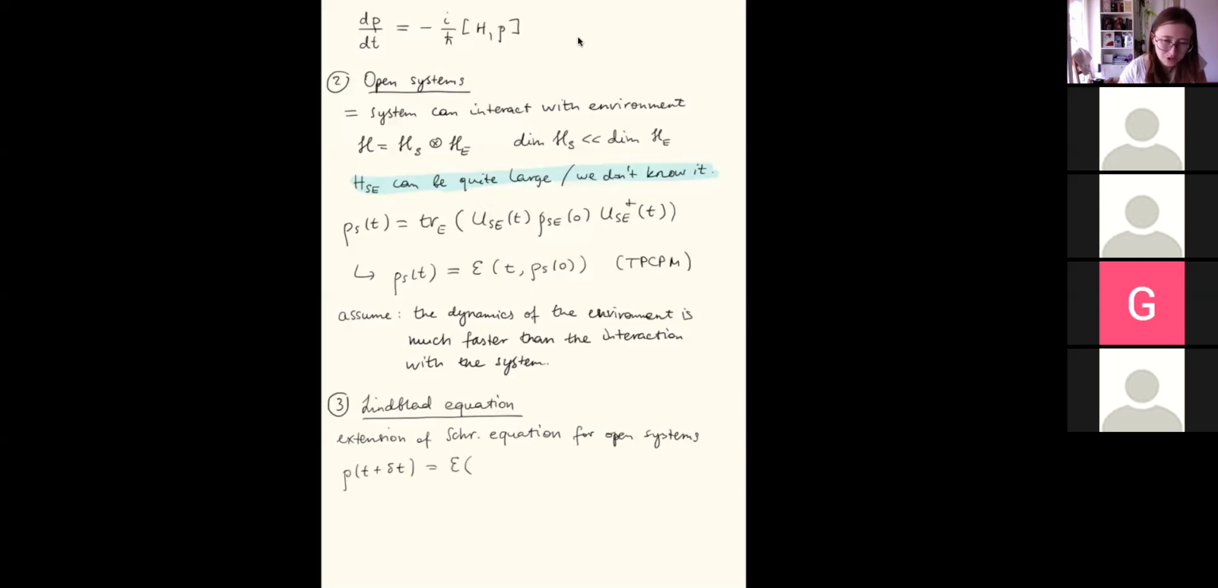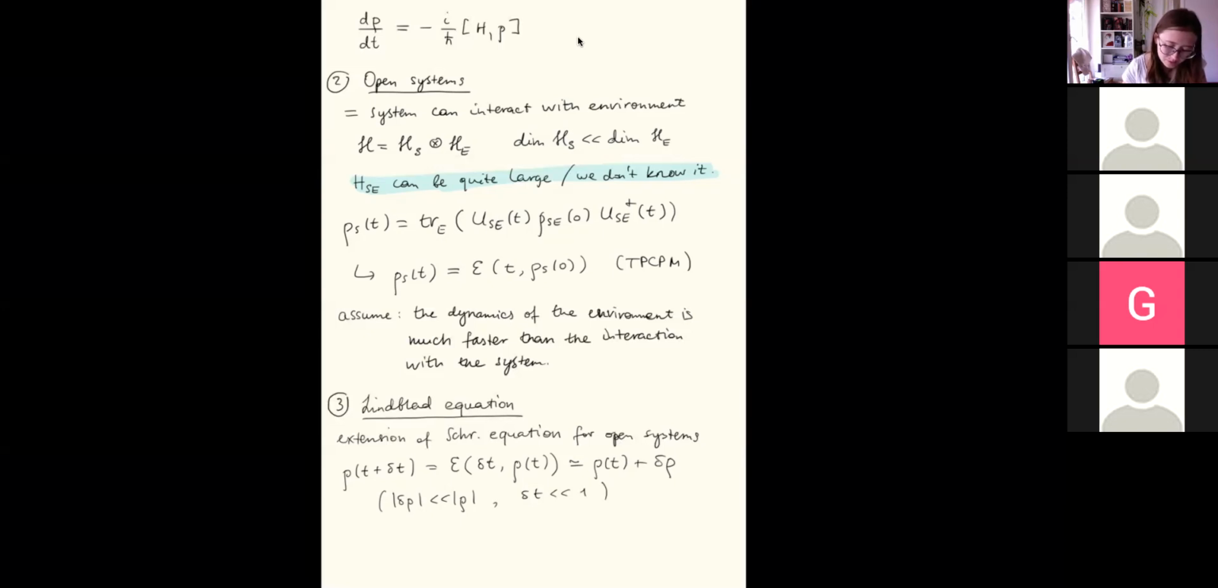What is it? This is just our TP-CPM map, epsilon, applied for the time delta t to the initial state rho of t. And we also assume that we can write it as rho of t plus some small addition delta rho, where delta rho is much smaller than rho. This of course follows from the fact that the delta t that we're looking at is much smaller than, sorry, not t, but 1 with the appropriate units.